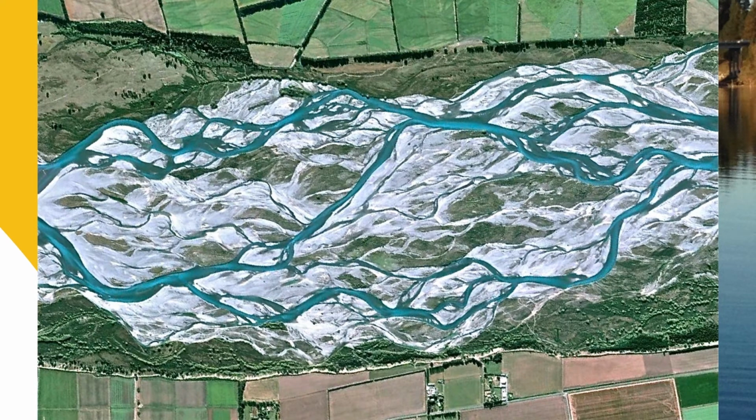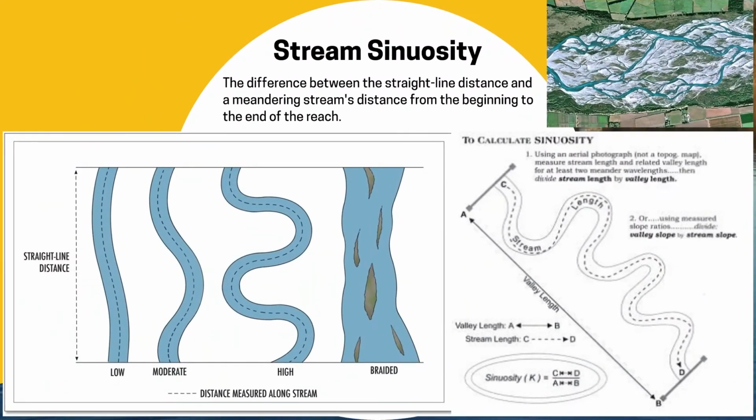For the K-12 teachers out there, calculating a stream's numerical sinuosity is a great math lesson for about the 5th grade and up. But for IDAH2O, we simply record sinuosity of your stream's reach as low, moderate, high, or braided.